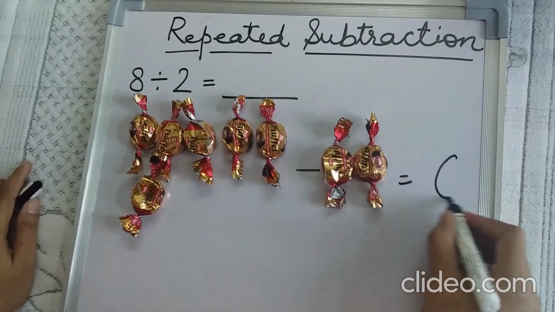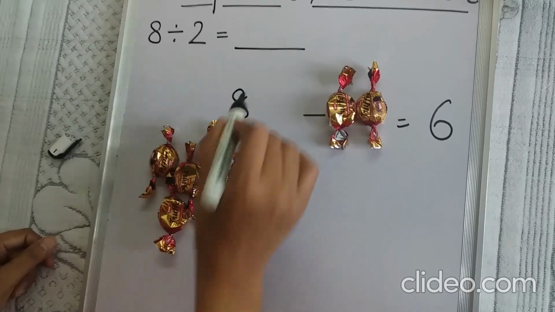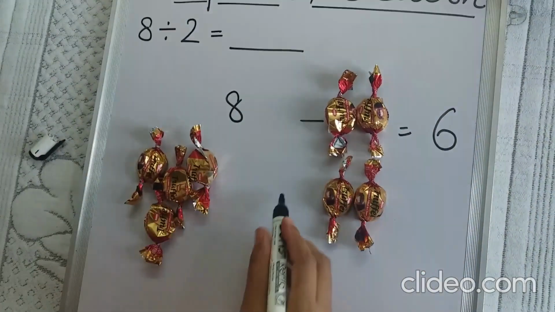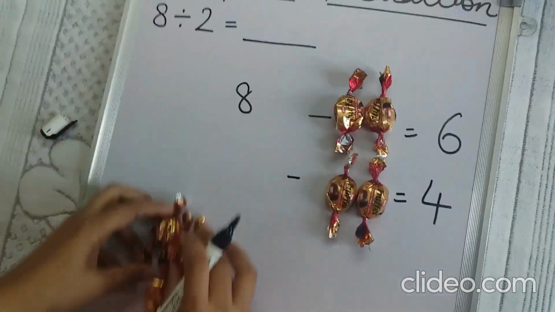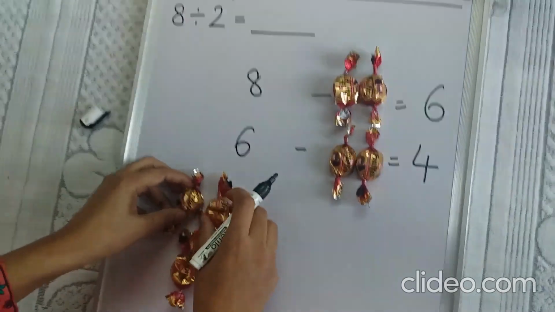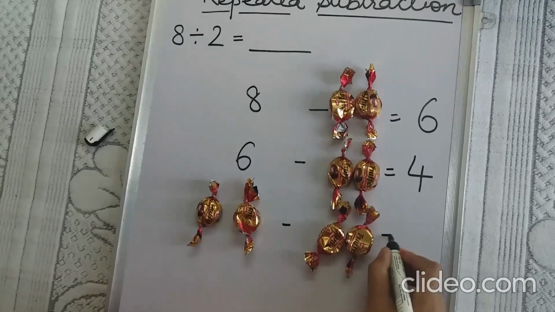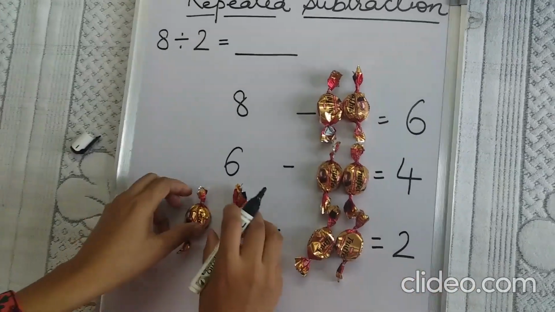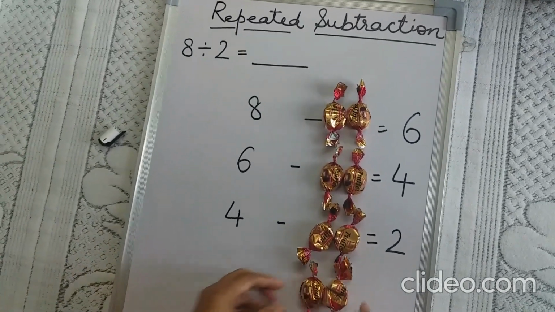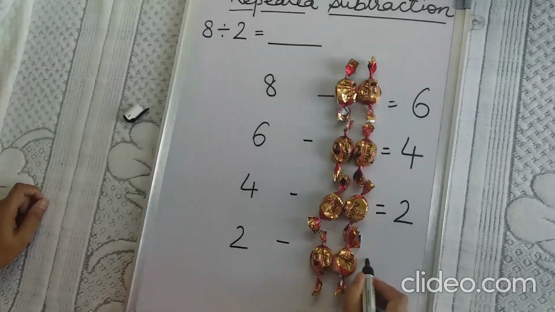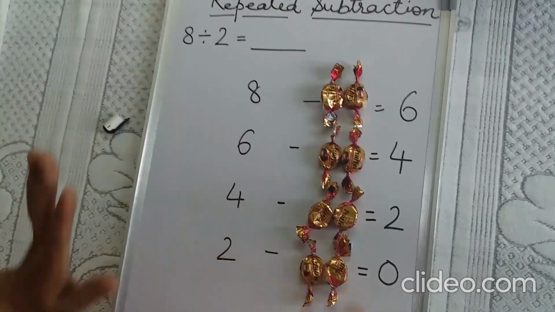So I am subtracting 2 from here, and how many toffees do I get over here? Is 6. Okay, now I have 6 toffees over here, and I am again subtracting 2, and I get how many? 4. Great. Now these 4 over here, and I will again subtract 2. I am going to get 2. Okay. Now I will be subtracting these 2, and here I will get 0. So to get a 0 means I am left with nothing now.